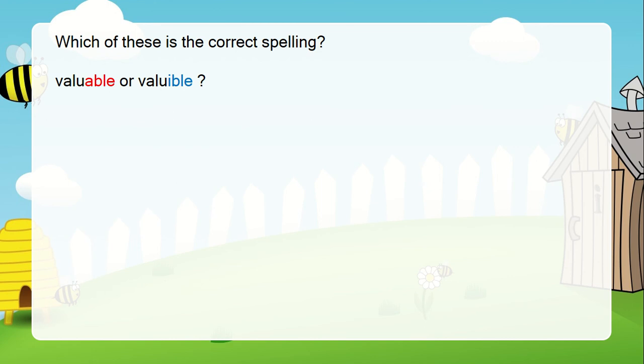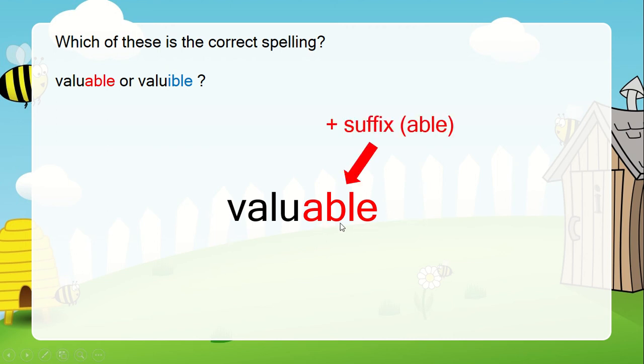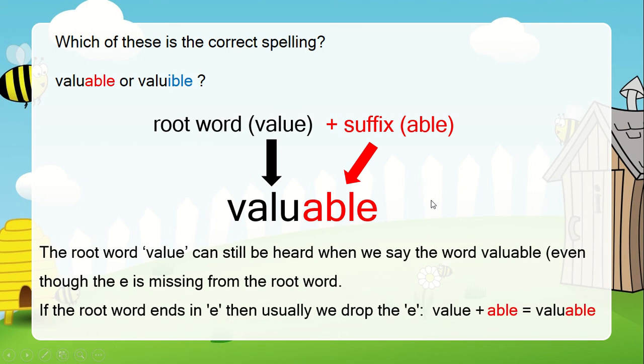Which of these is the correct spelling for the word valuable? Pause the video now to have a think and click play when you're ready to find out. This was perhaps a tricky one. It is in fact our suffix able that needs to be added on to this word. Our root word here is value. The root word value can still be heard when we say the whole word valuable, even though the E is missing from the root word.